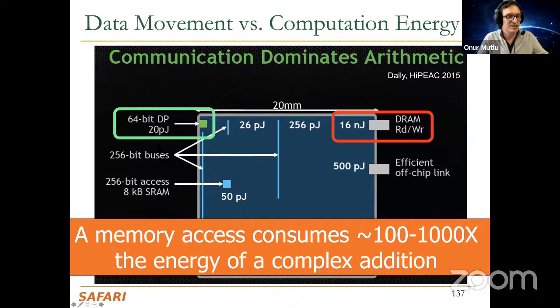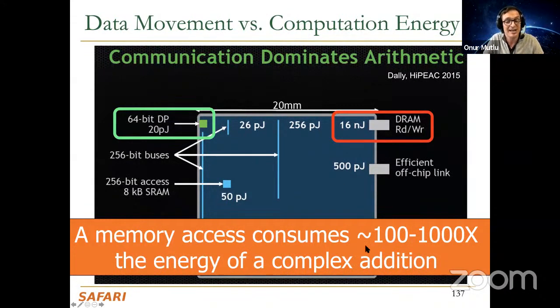So you're going to see some of these operations. Well, maybe not the double precision floating point operation, but imagine that this is a floating point addition. It's an addition on a big number, 64 bits. It takes about 20 picojoules today. Now, a memory read or write to bring the data that's needed by that operation, just one element, is 16 nanojoules. Now, if you do the calculation, that's an 800x difference.